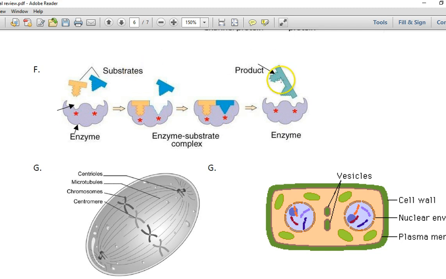Notice that the substrate is changed into the product, but notice that the enzyme remains the same, and enzymes are reused in reactions over and over again.